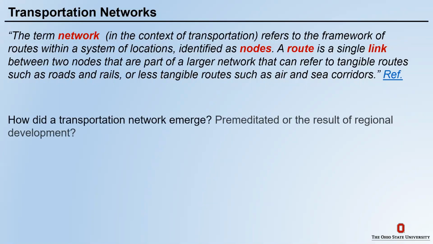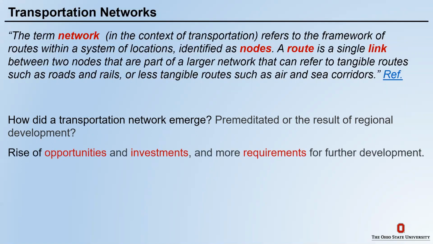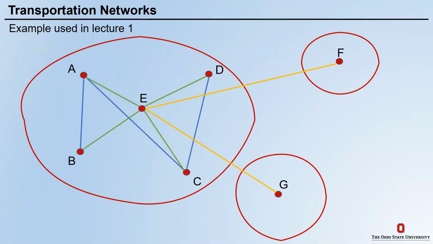So how did a transportation network emerge? Premeditated or the result of regional development? Which one would you think is the answer? I would say the latter one, right? Rise of opportunities and investments within a specific region, and the more requirements for further development, which means that there should be a transportation network or transportation networks connecting different regions. Okay, let me just use the example I used in the first lecture to address this answer to the question.